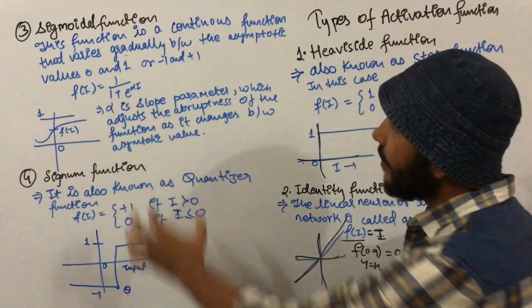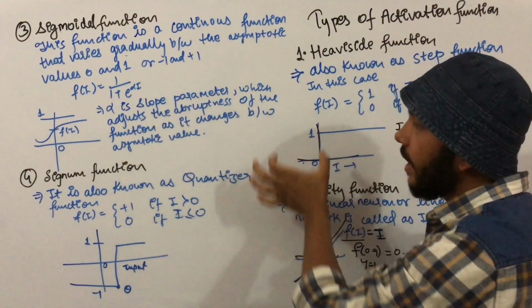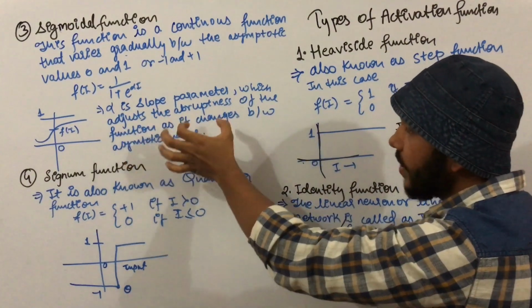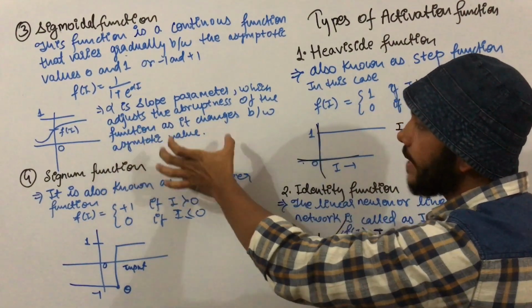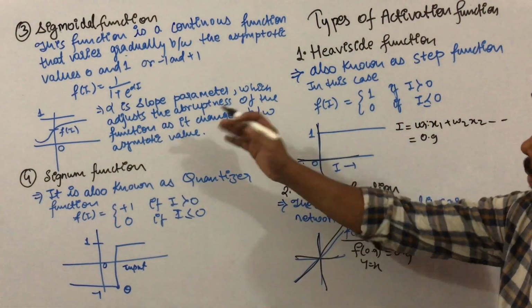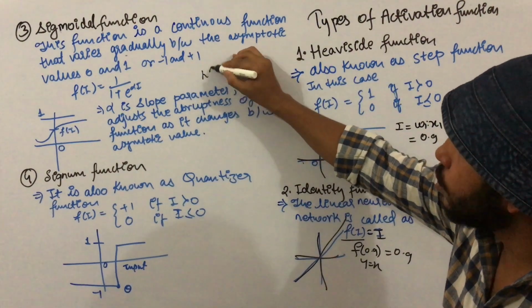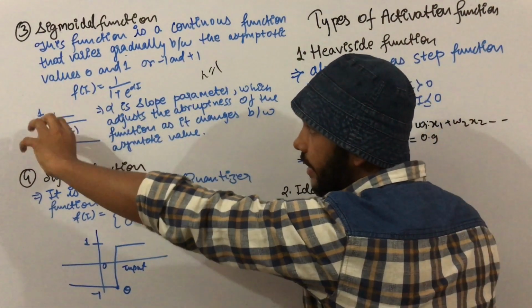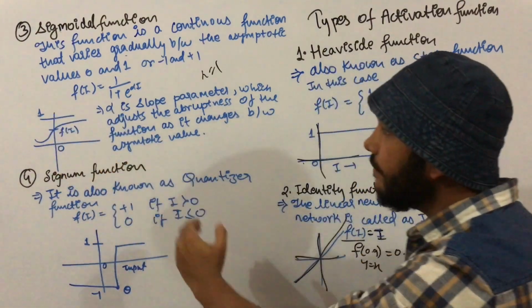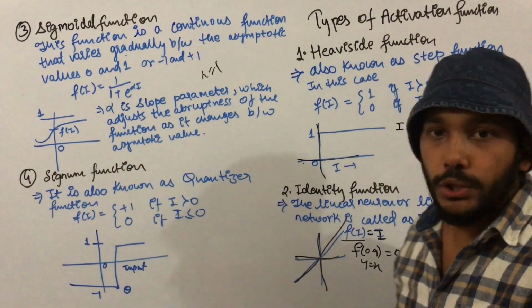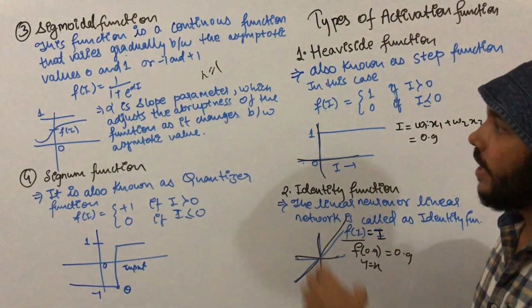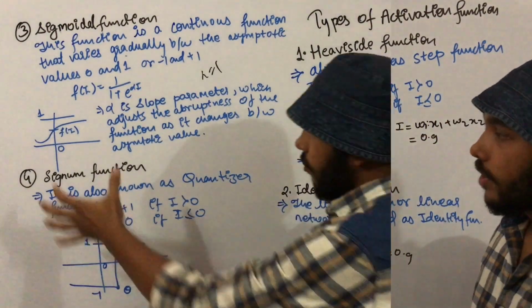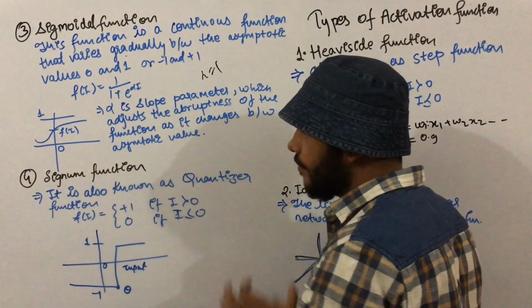asymptotic value, where alpha is the slope parameter which adjusts the abruptness of the function as it changes between the asymptotic values. Suppose we have this alpha value as 1, then we will have one graph with a particular slope, and if we have alpha value 2, then we are going to have a different slope of the function.